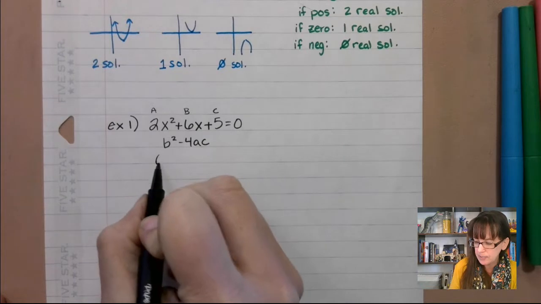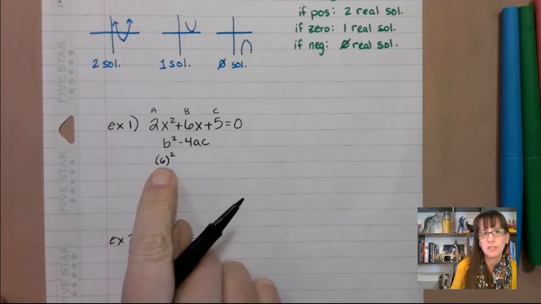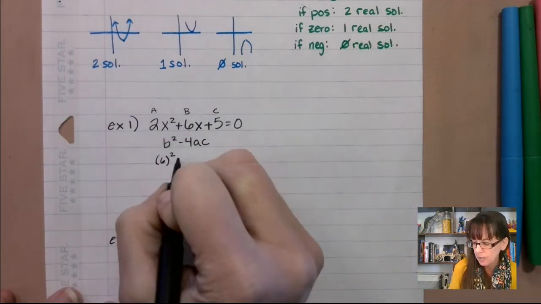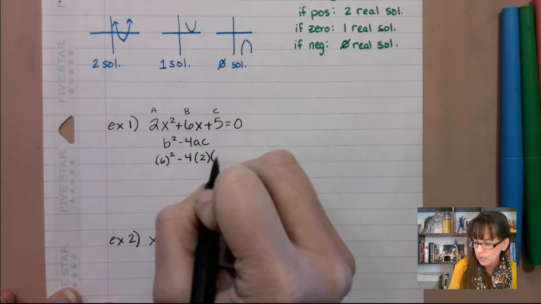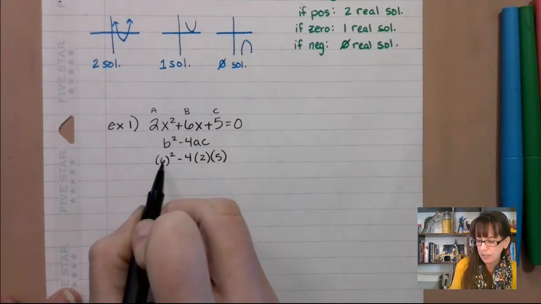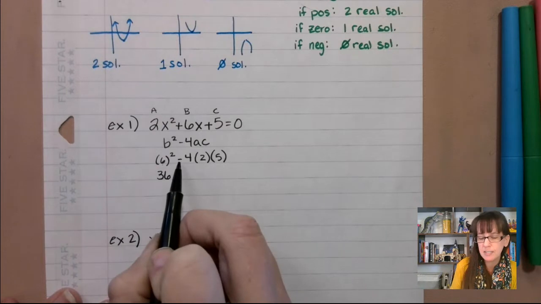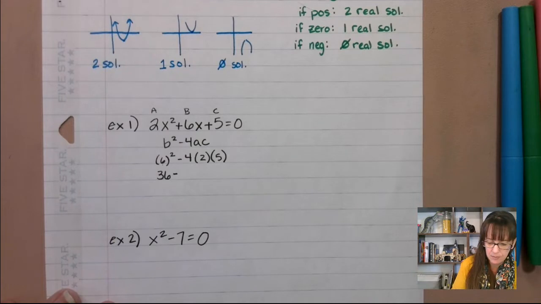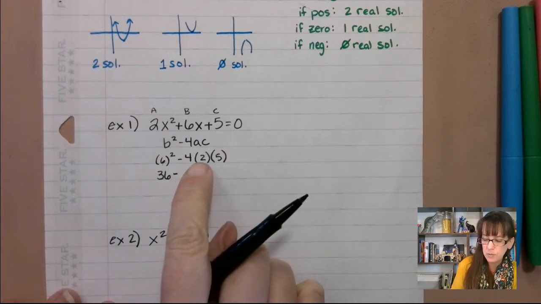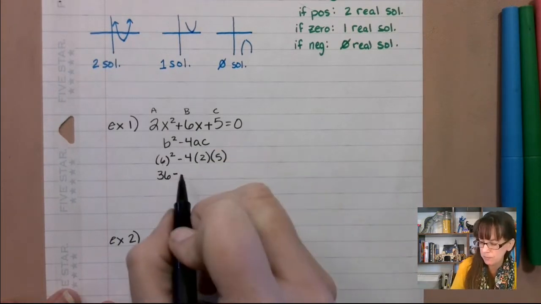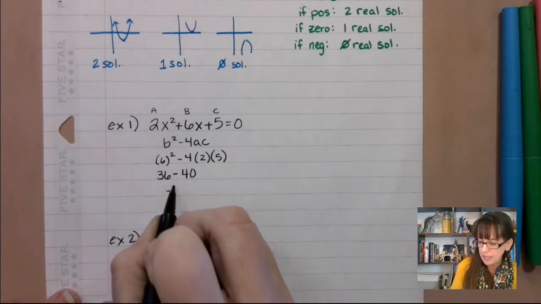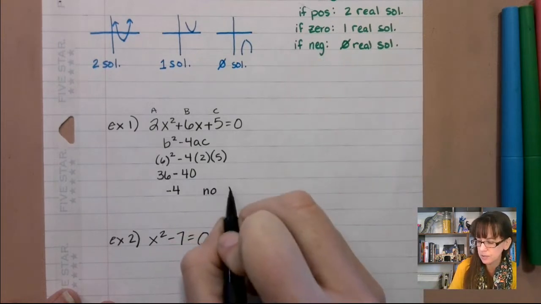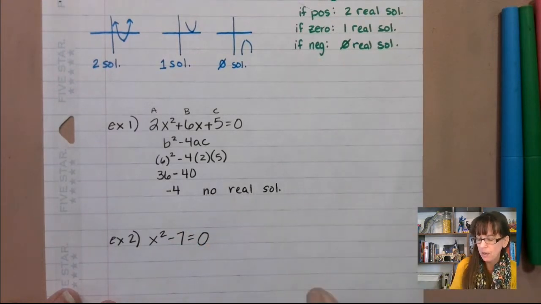So we've got 6 squared. Now the parentheses around the 6 aren't important right now because it's a positive 6, but if that was negative, those parentheses are vital. Minus 4 times 2 times 5. Okay, now we've got 6 squared, which is 36, and now we look to see, do we have a negative times a negative? We do not, so we can go ahead and just bring down that negative sign. Then 4 times 2 is 8, times 5 is 40. If I were to subtract that, I would get negative 4. This means that it is negative. So if it's negative, no real solutions. All right, let's try this next one.